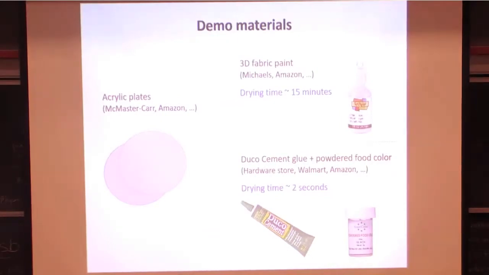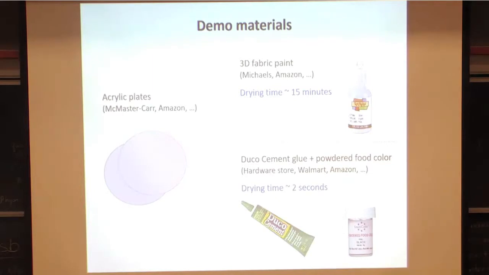What you need is essentially some plastic plates. McMaster, for example, sells them, and Amazon sells them for quite cheap. Then what we used today in the experiment, the liquid you used, was what they call a 3D fabric paint, which you can get at Michael's or Amazon. These patterns will be dry in about 10 to 15 minutes. If you do this with a crowd of small children who don't want to wait 10 to 15 minutes before actually touching it, there's a second way of doing that.